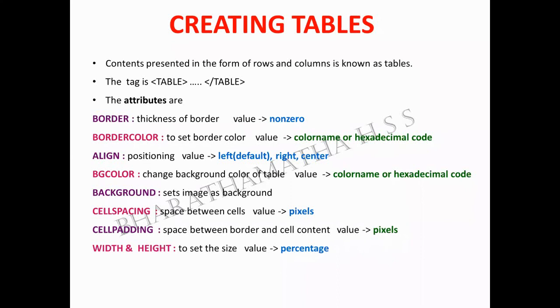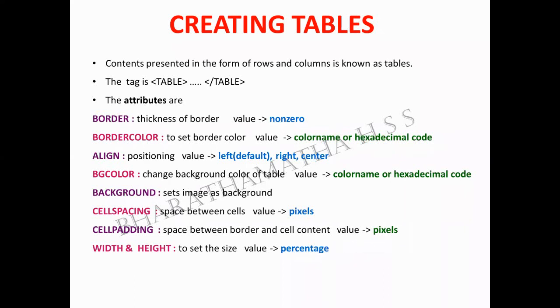The other attributes I have given over here are border color, align, BG color, background, cell spacing, cell padding, height and width. What is cell spacing? Cell spacing means the space between two cells, and cell padding means the space between the border and the cell content is known as your cell padding.